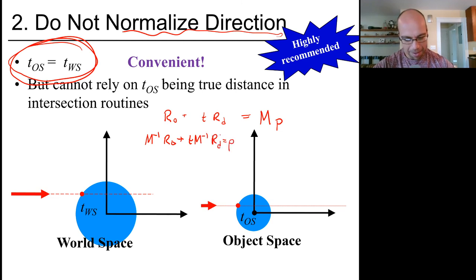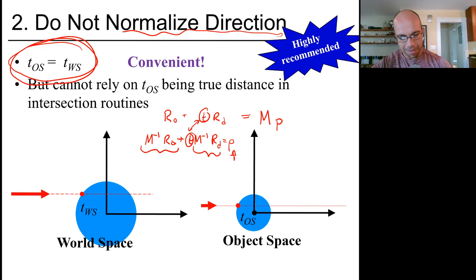Equals p, like that, right? And this is the coordinate system in which we solve for t. So this becomes our new origin, this becomes our new direction, this becomes the point that we find on the surface. But notice that it's the same t in both of these formulas.